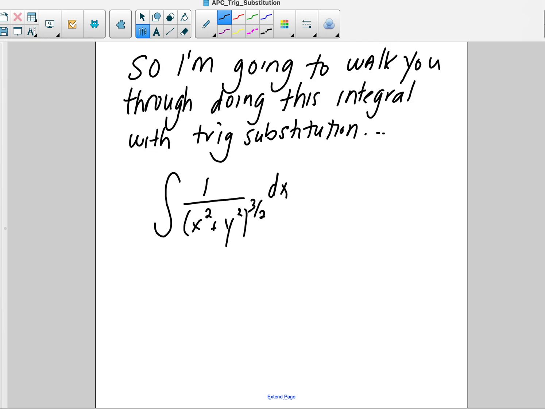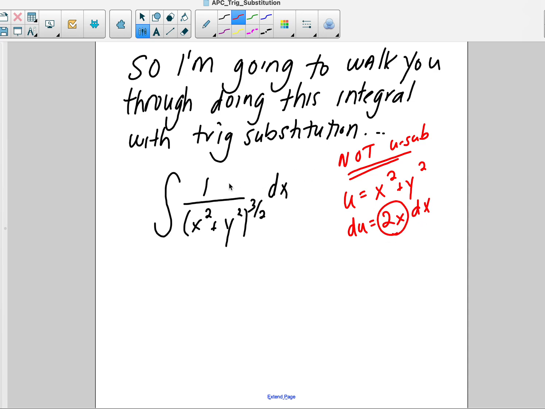So the idea behind trig substitution is that I really wanted to try u substitution, and I would like to make the bottom of this thing my u. But if I did that, right, so this is not u substitution, but if I tried to make it u sub, the problem I would run into is my u is x squared plus y squared, and again, y is a number, so my du is going to be a 2x dx. And where I run into a problem is that I have a 2x, and I just don't have a 2x up here. I don't have any x up here at all. It's a problem, so it's not u sub.